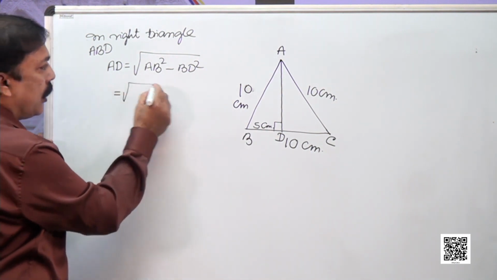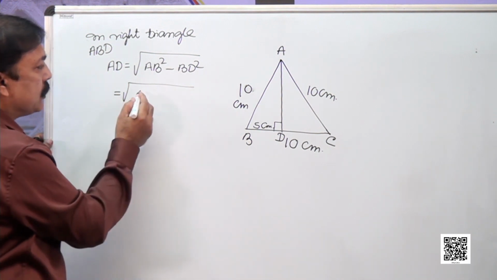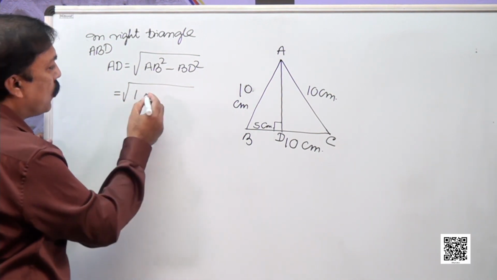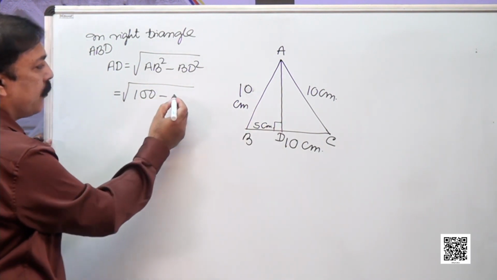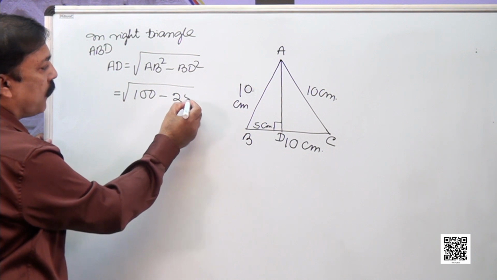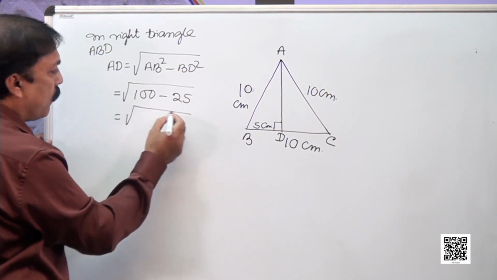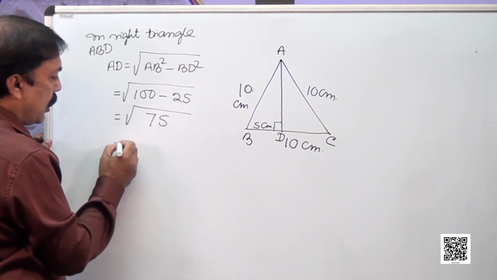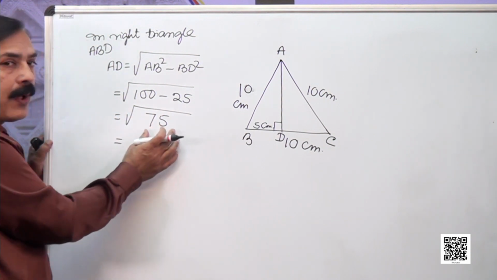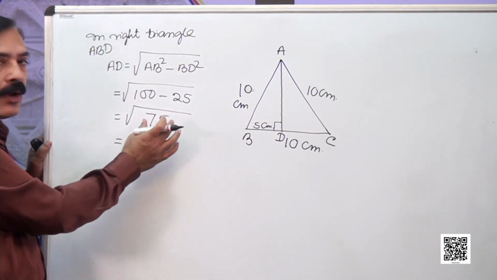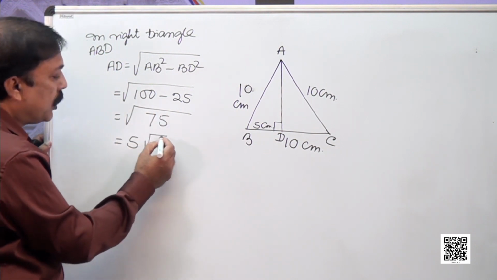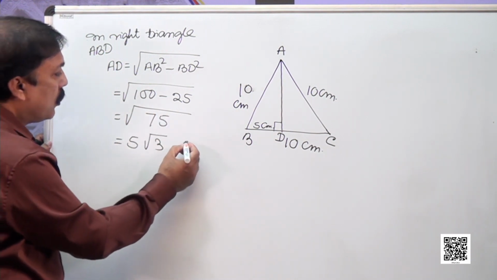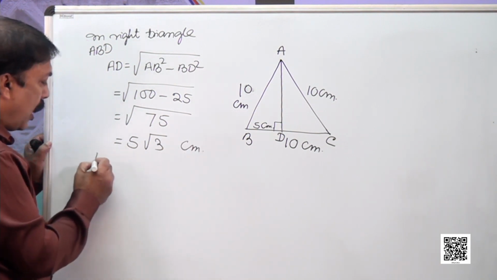Now you see, what is AB? AB is 10, so 10 square is 100, and what is BD? BD is 5 and its square is 25. So square root of 75, that is 25 into 3, and square root of 25 is 5 and square root of 3 is root 3. So this much centimeter. Then what is area?